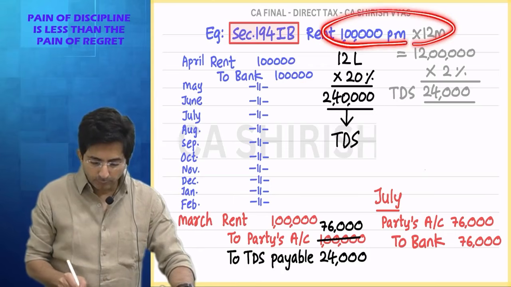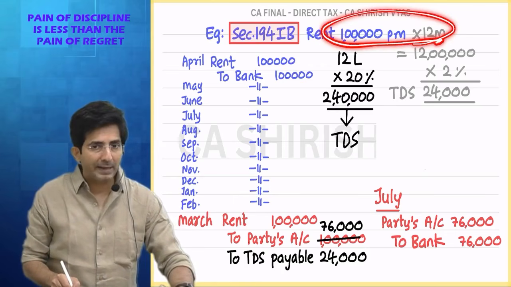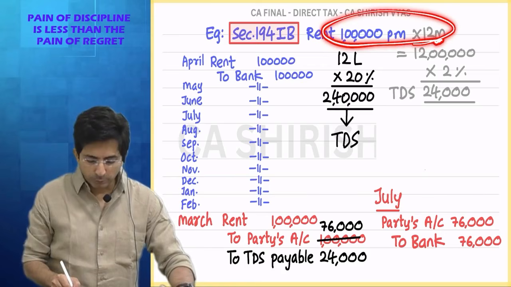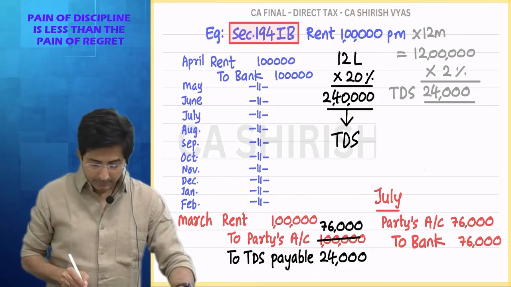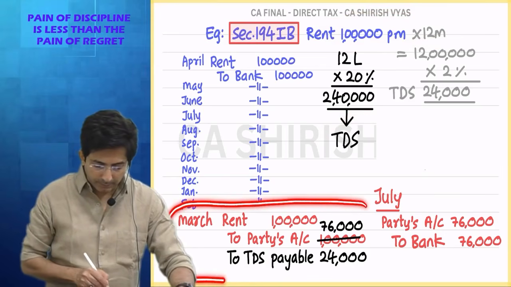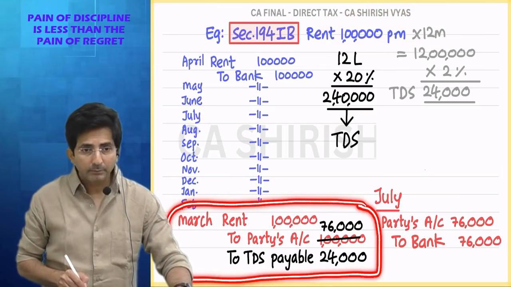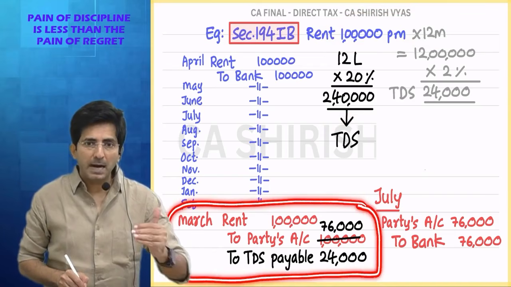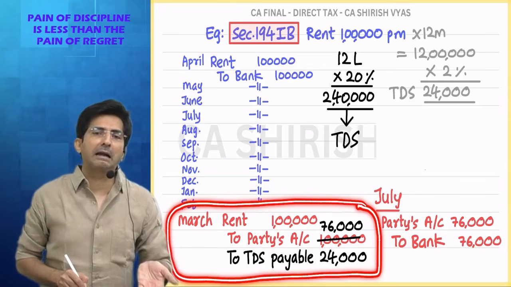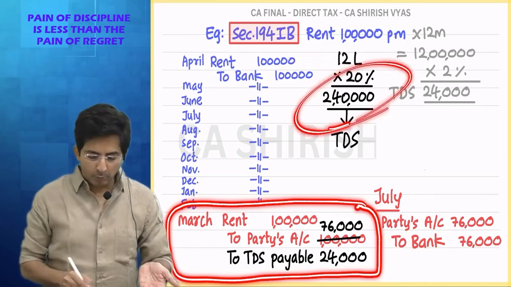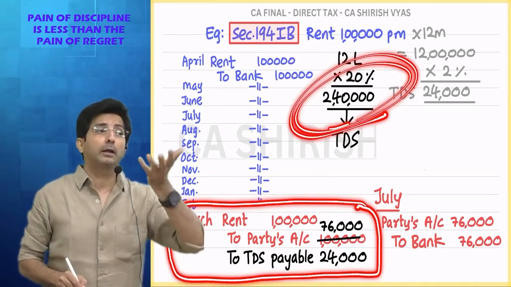Rent of 12 months is what? 12 lakhs. 20% comes to 2,40,000. So TDS will be 2,40,000. Now tell me what will be the journal entry in the month of March. See, I am supposed to deduct TDS from March rent. But March rent itself is 1 lakh. So from 1 lakh, how do you expect I will cut 2,40,000?